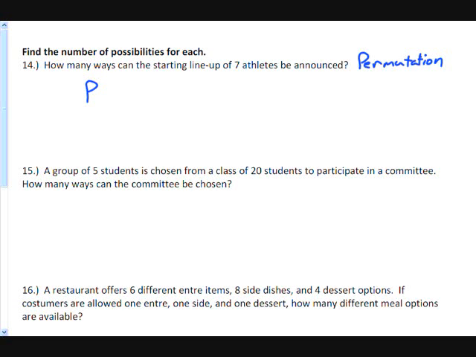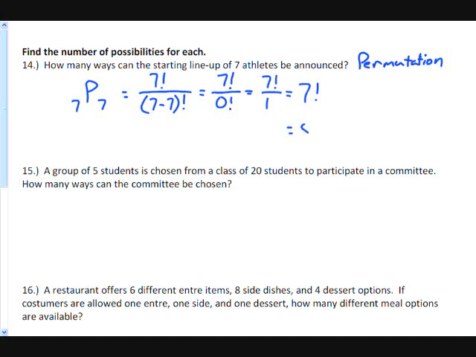So it's the permutation of, there's 7 athletes, and we're going to announce all of them, so it's the permutation of 7 choose 7. So it's 7 factorial over 7 minus 7 factorial, which is 7 factorial over 0 factorial. Remember, 0 factorial is 1, so all I have here is 7 factorial. And remember, 7 factorial, we're just doing the 7 times 6 times 5 times 4 times 3 times 2 times 1. And that's going to give me a 5,040. And that's it. Okay, so there's 5,040 ways that we can announce the starting 7.